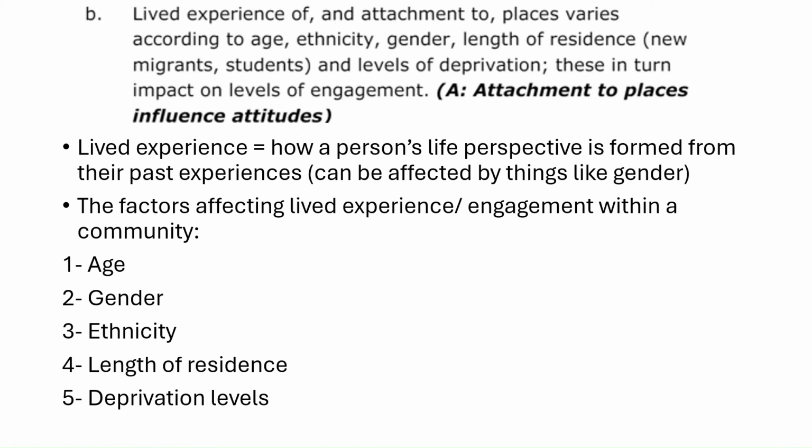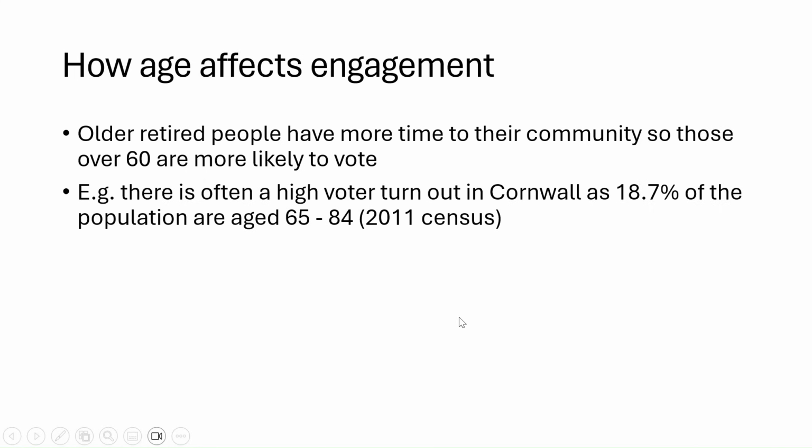So, yeah, it's the idea that lived experience varies according to age, ethnicity, gender, length of residence, and how this affects engagement within a community. So, the lived experience, this is how I defined it, is how a person's life perspective is formed from their past experiences and can be affected by things like gender. And the five things you need to know that affect engagement within a community are age, gender, ethnicity, length of residence, and deprivation levels.